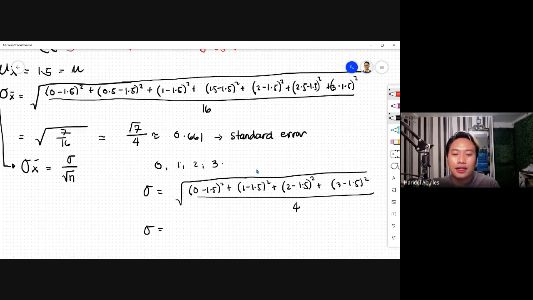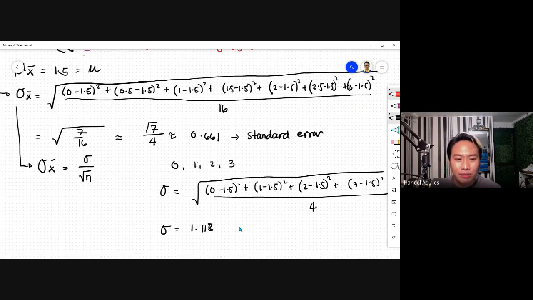So let's try to solve it, no? 0 minus 1.5 squared plus 1 minus 1.5 squared plus 2 minus 1.5 squared plus 3 minus 1.5 squared over 4. The answer is 1.118. Now, sakto ba? And then if we're going to do this, 1.118 divided by square root of 16. Lahi lagi ang answer. But i-check na ko guys kung sakto ba ang standard deviation here. Kaya dapat kani nga formula, mugawas gyapon ang 0.661.